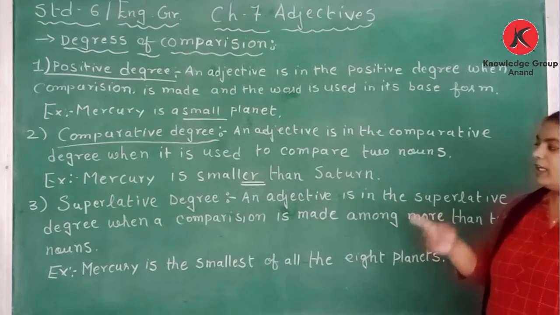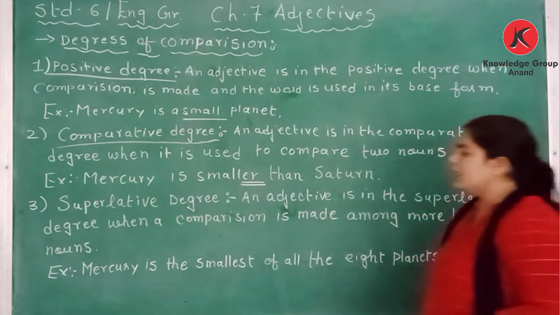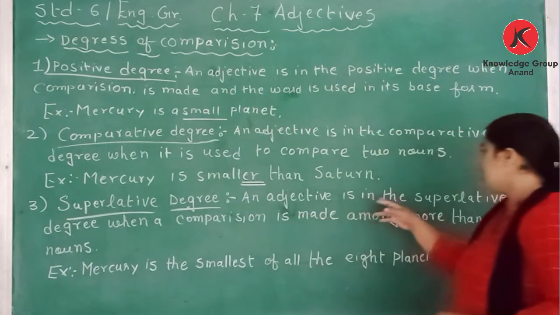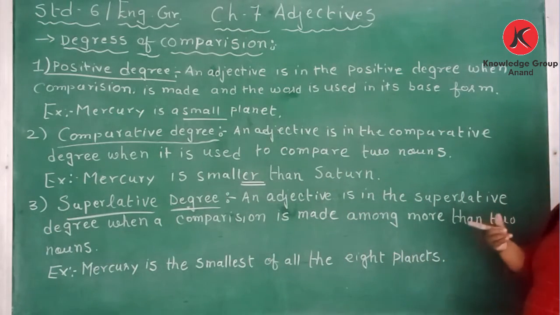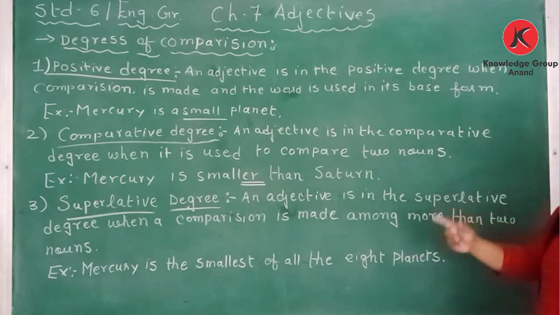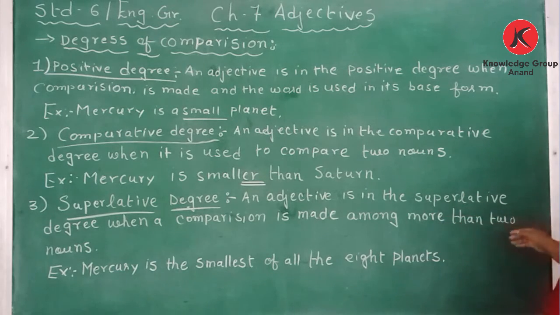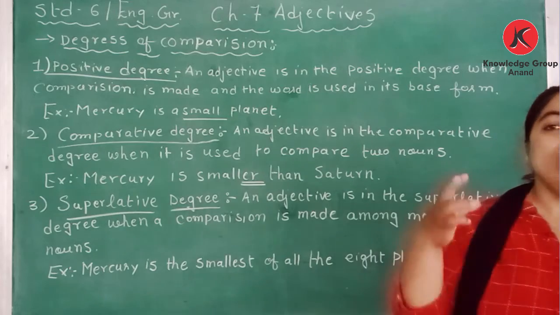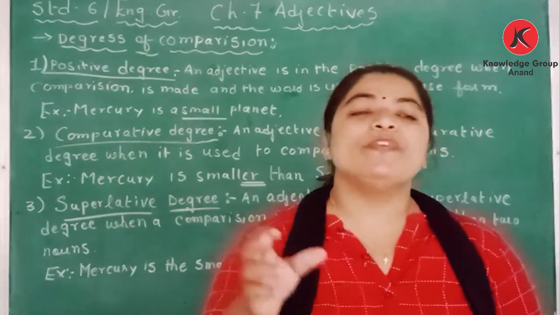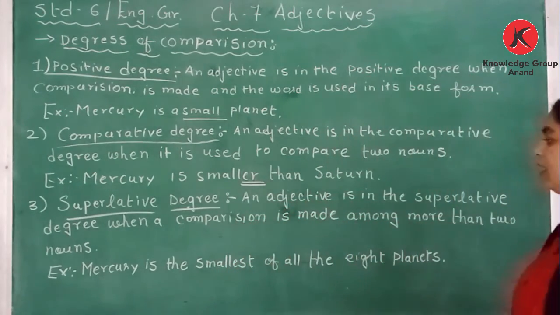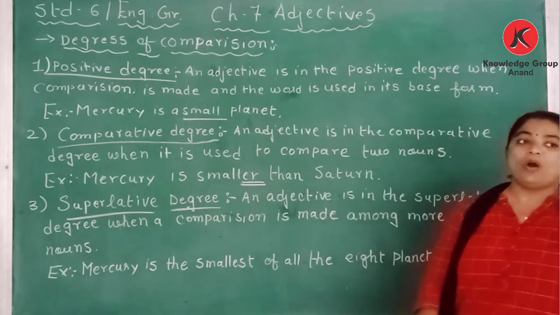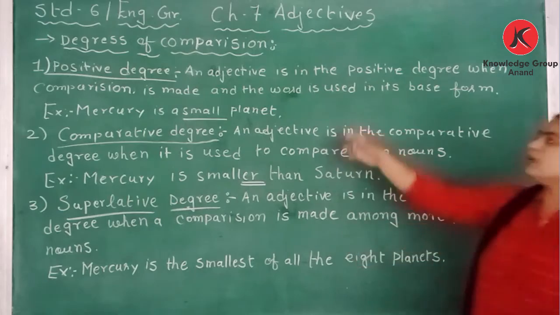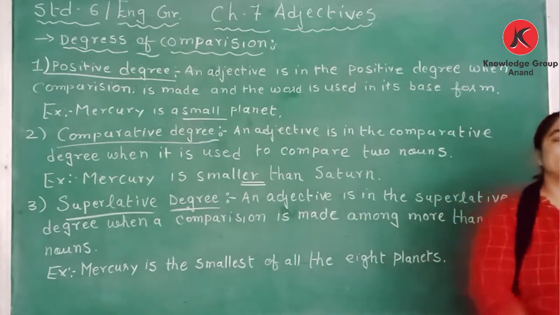Third is the superlative degree. An adjective is in the superlative degree when a comparison is made among more than two nouns. Among more than two nouns when the comparison is made. Now we are talking about all the planets. Among all the planets, we found out that Mercury is a small planet.